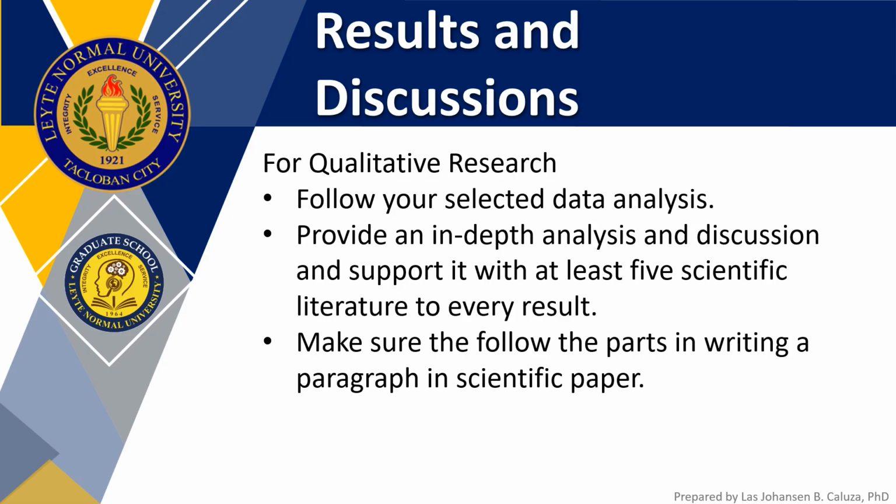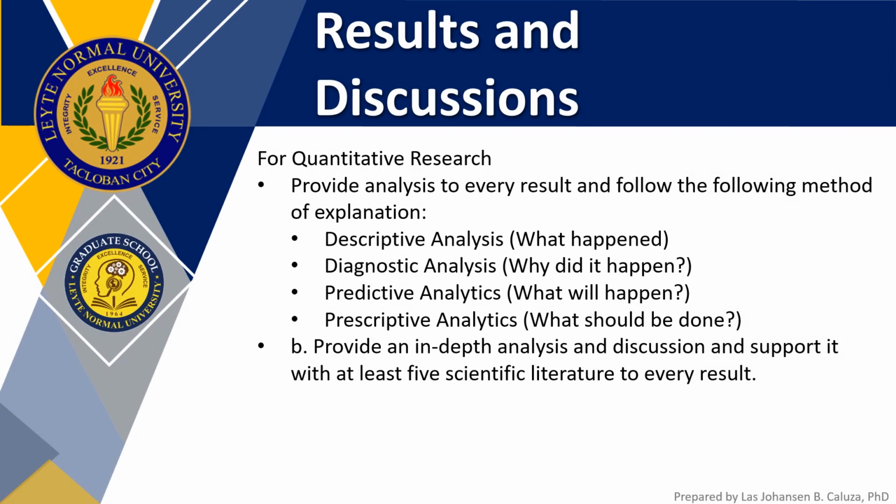All right, so how do we write our results and discussions? For qualitative research, just follow your selected data analysis. Okay, and then provide an in-depth analysis and discussion, and at the same time support it with at least 5 scientific literature for every result. And make sure to follow the parts in writing a paragraph in a scientific paper.